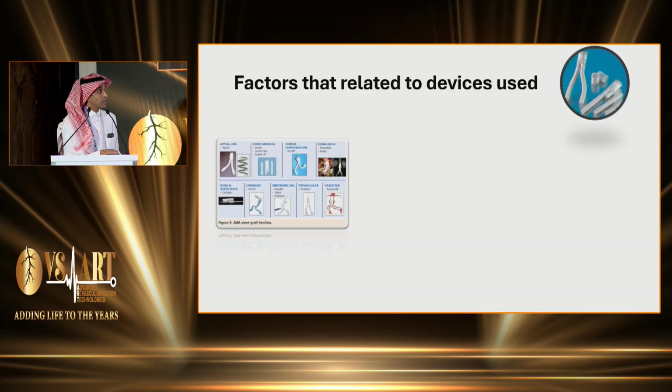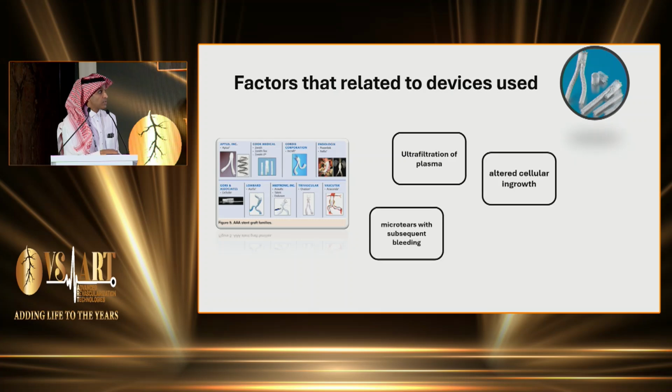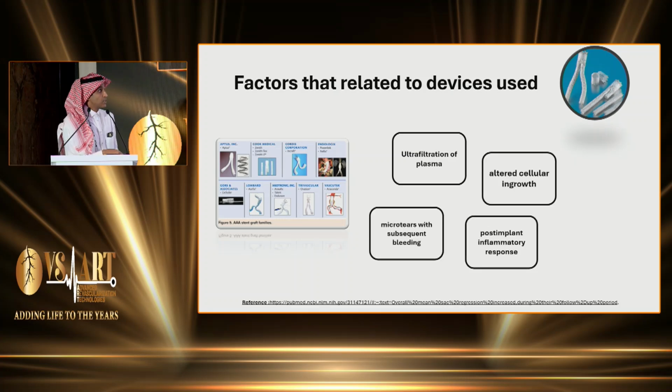Regarding factors related to the stent or device use, this study focused on reviewing all the factors related to the device, and they found that the Zenith stent is one of the most important and is less associated with sac growth, or better for sac regression. They summarized the mechanisms as ultrafiltration of plasma through the stent, macro tears in the stent itself, altered cellular ingrowth, and a post-implant inflammatory process in the stent itself.